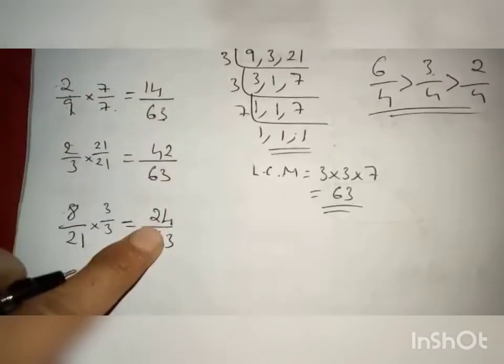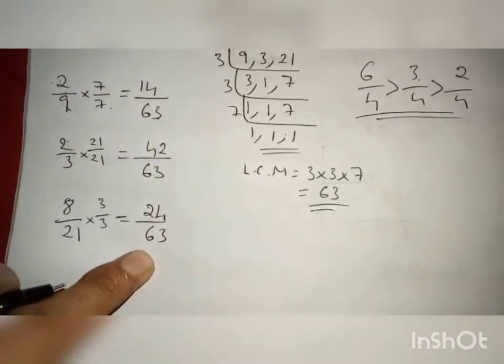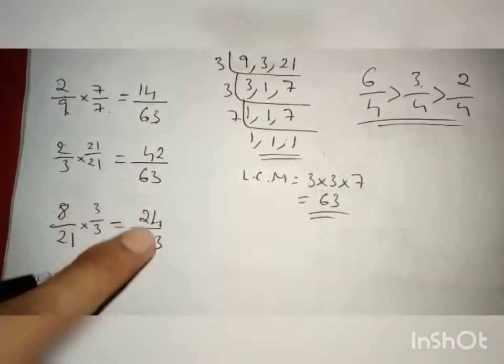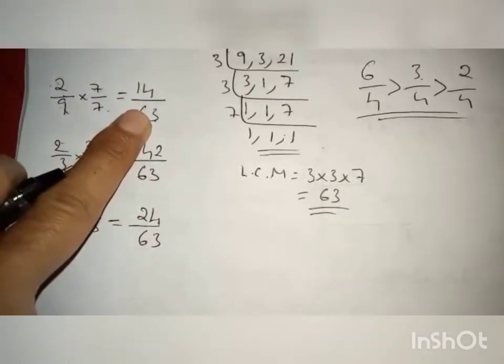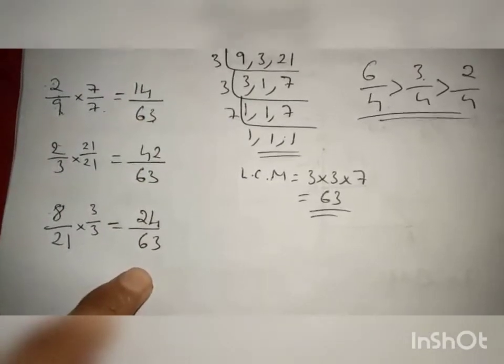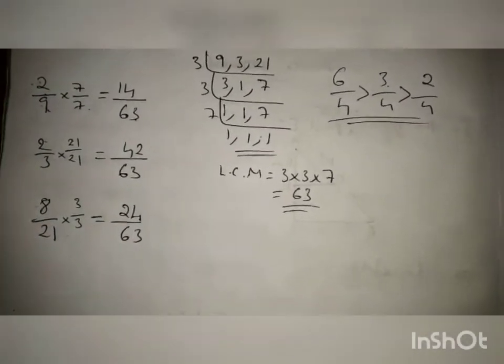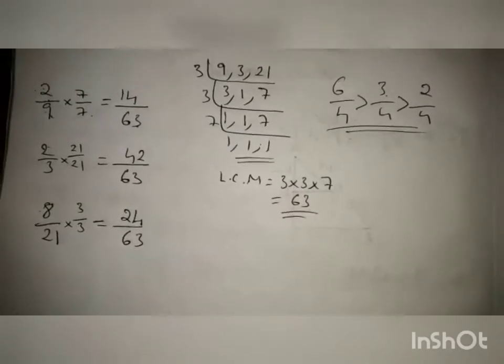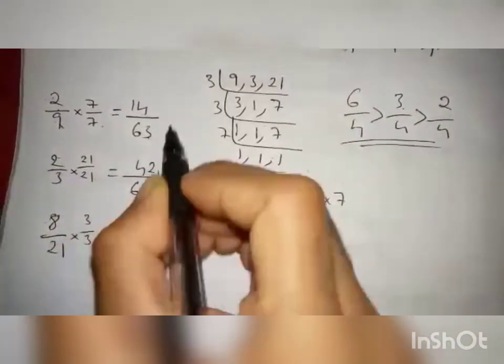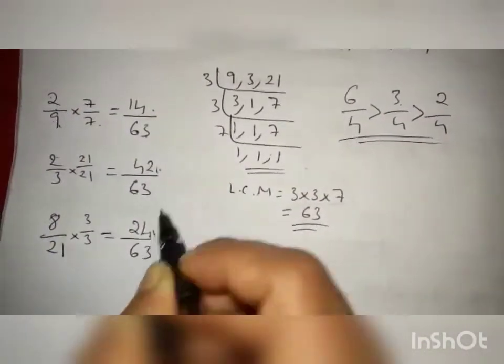Now you got three fractions, all having the same denominator, 63. Now you can write them in descending order. Descending order means the greater number first, right? First you have to write the bigger number. So you have to see the numerators. Which is greater among the numerators?